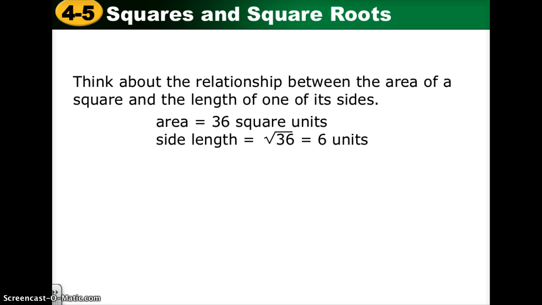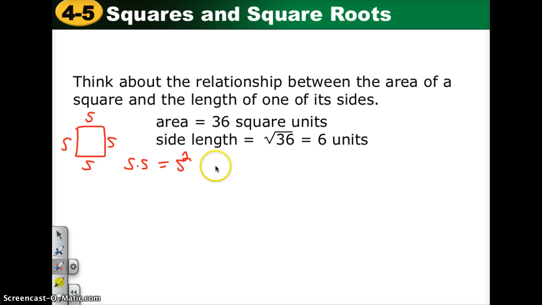Think about the relationship between the area of a square and the length of one of its sides. If the area of the square is 36 square units, the side length would be the square root of 36. To give you a visual, when you're talking about a square, all the sides are going to be the same. To get the area, we multiply one side by the other side, which would be the same as taking the side squared. The inverse of that is the square root. To get back to where we wanted to be to figure out the individual side, we take the square root of s squared.